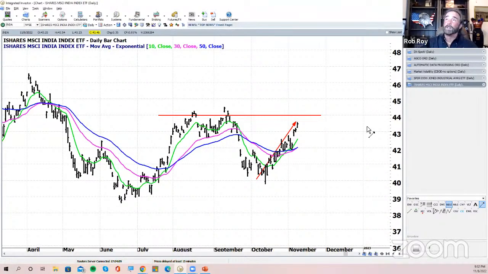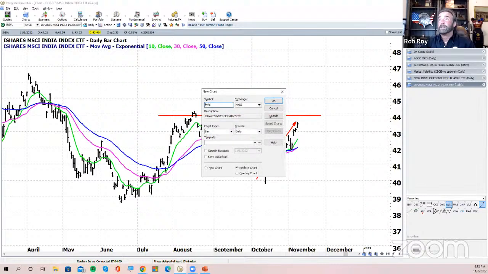So same question. Is that going to be a zigzag, triangle, flat? What's occurring here in the INDA? It could hit 44 and bounce down and move into a flat or a triangle. But if it breaks above 44, then we're clearly in a zigzag pattern to move higher. And we'll take a look and see how that plays out.